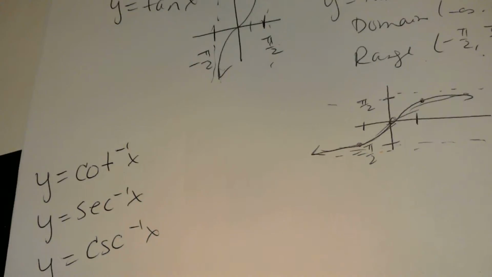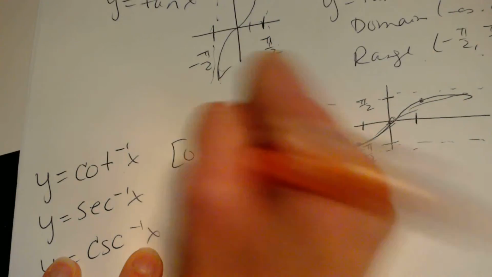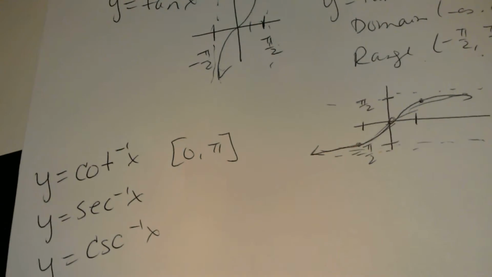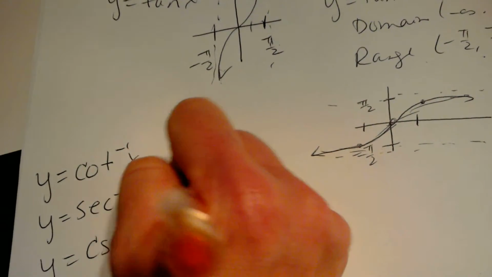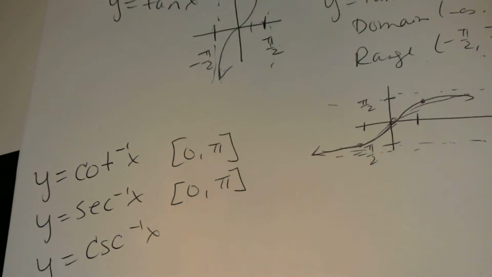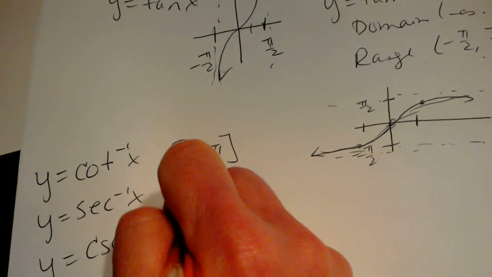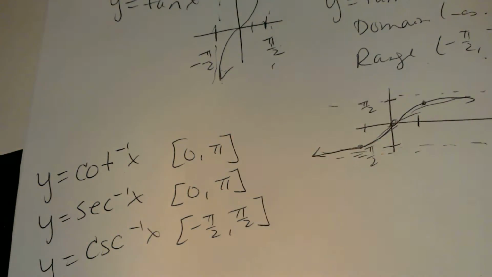For cotangent, our asymptotes are at pi and 0. So pi and 0. Cosecant works with sine and secant works with cosine, so we're going to use the same restrictions we used for those. Okay, so we're using the same one.